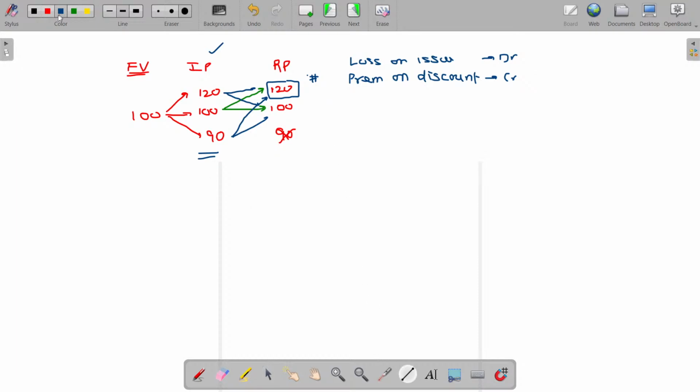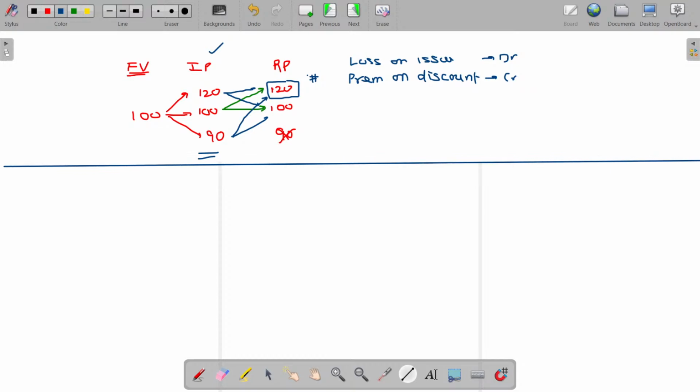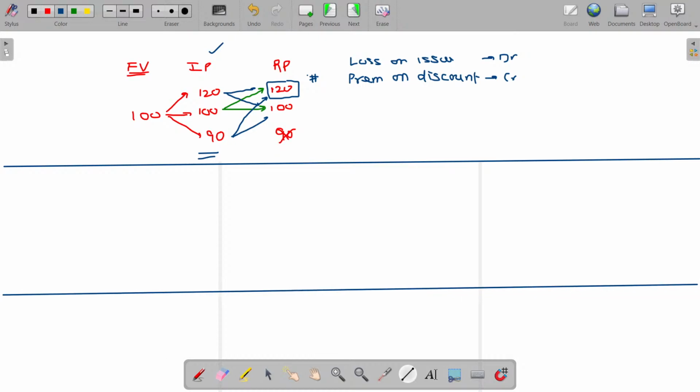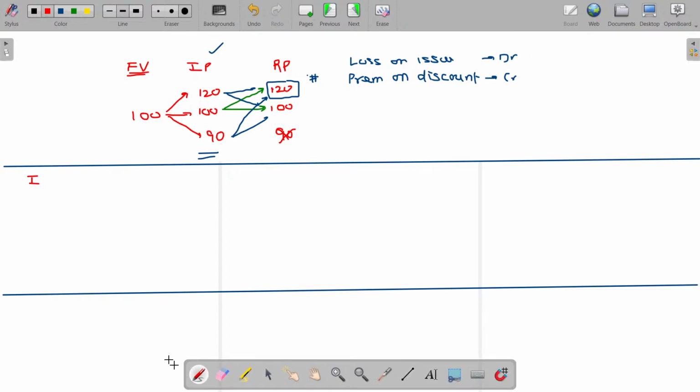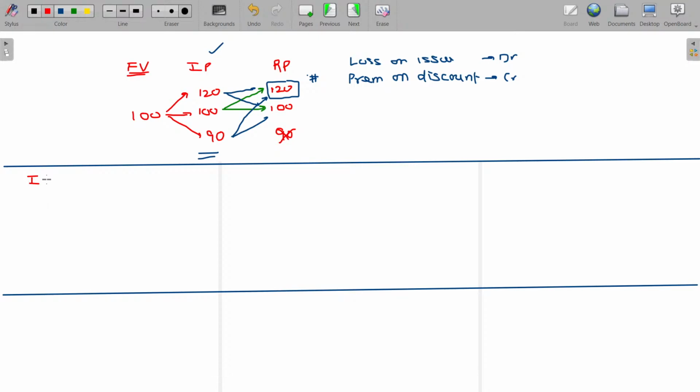Let's see. What are the scenarios we have? Come on. Issue at par. Issue at premium. Issue at discount. There is no confusion here.